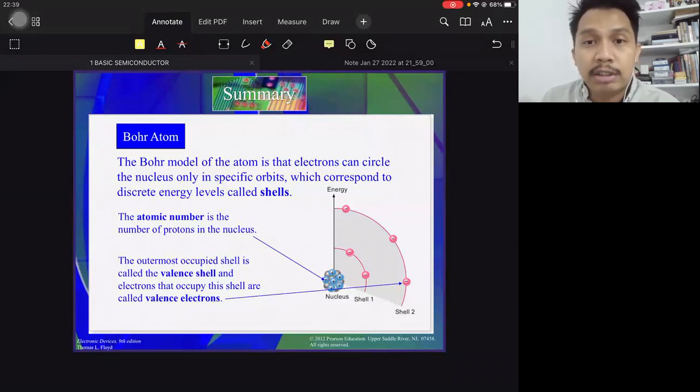Niels Bohr proposed that the electrons in an atom circle the nucleus in different orbits, similar to the way planets orbit the sun in our solar system. The Bohr model is often referred to as the planetary model. For practical purposes in electronics, the Bohr model suffices and is commonly used because it's easy to visualize.